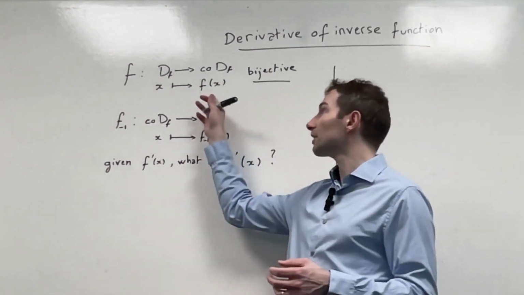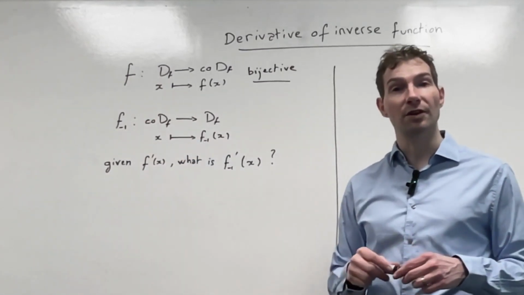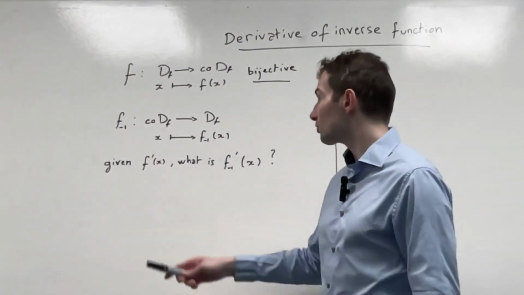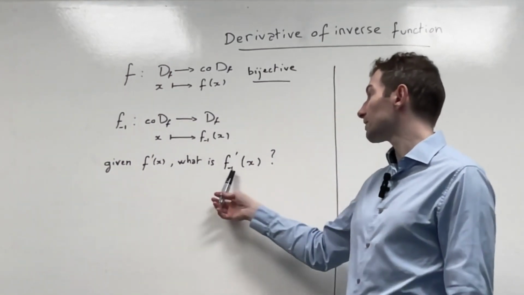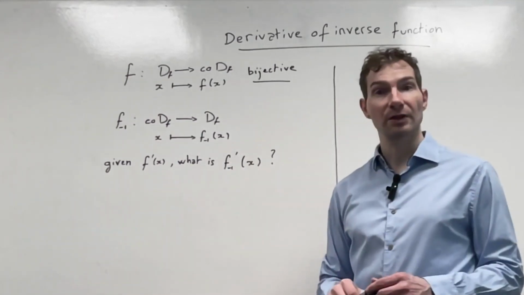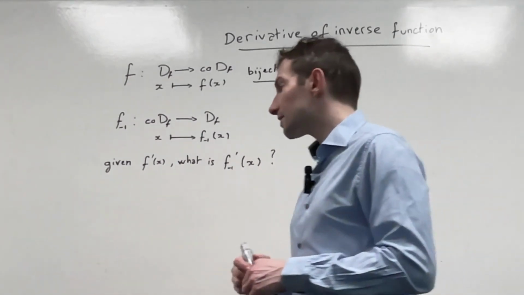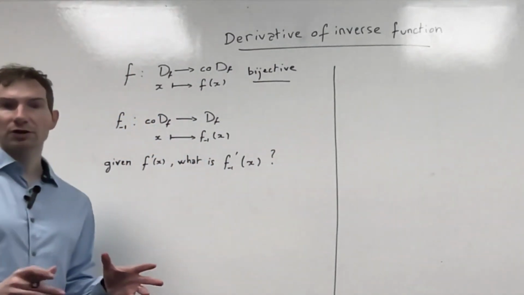If you know f of x, you want to be able to infer x from the inverse. And so the question we ask is: given f prime of x, what is then going to be f -1 prime of x? Let's see how these things work. It's really very quick to derive.